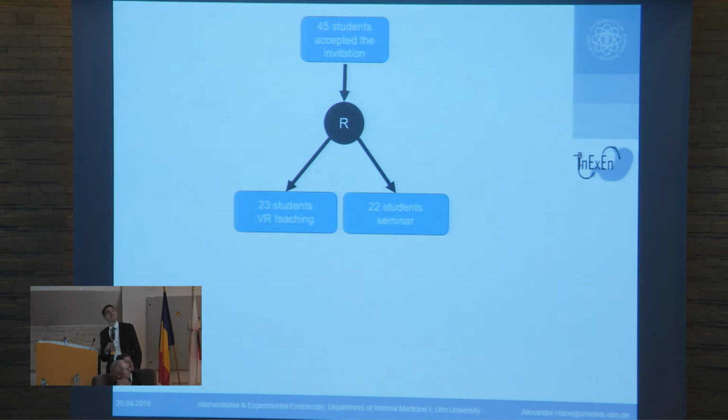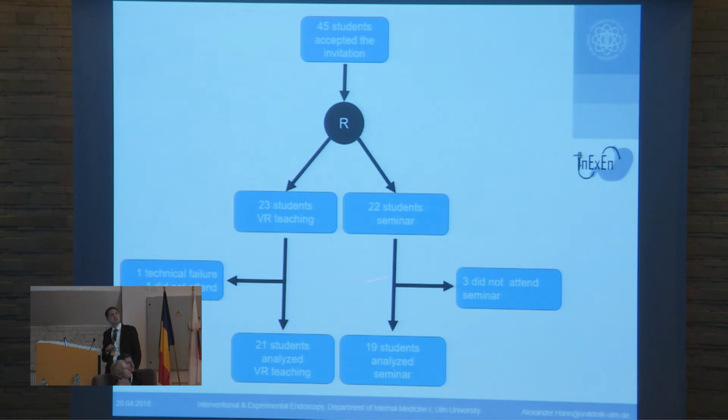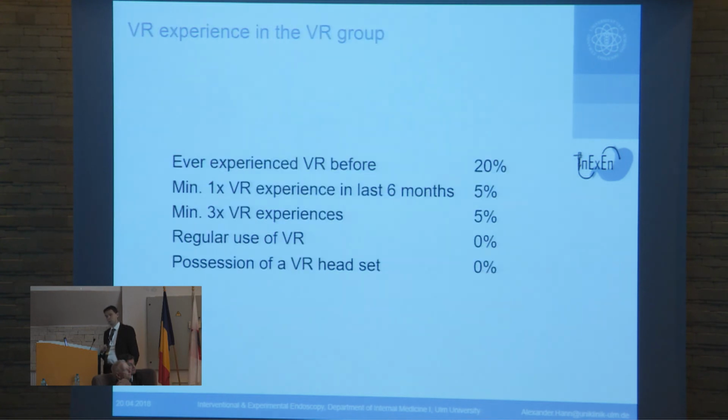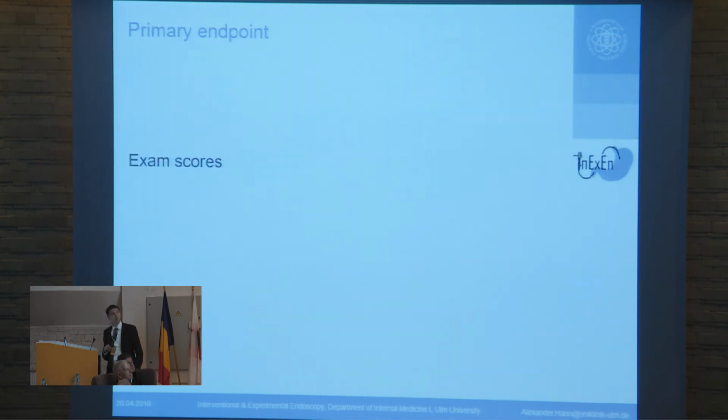So 45 students accepted our invitations, and they were randomized to the seminar and VR group. Some students didn't attend all lessons because they were all voluntary. So we analyzed 21 students in the VR teaching group and 19 students in the seminar group. And baseline characteristics were pretty much the same. So we had fifth semester students, they were all about 22 years old, and the male-female ratio was pretty much similar. Interestingly, very few of them had contact to virtual reality previously.